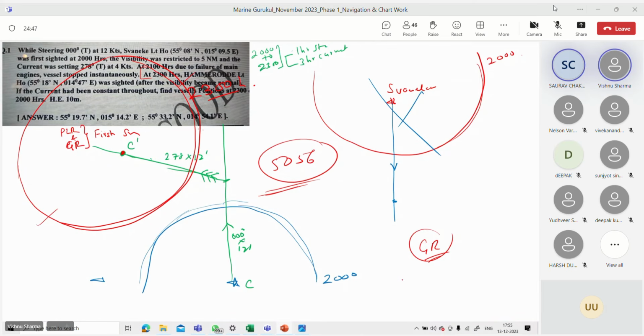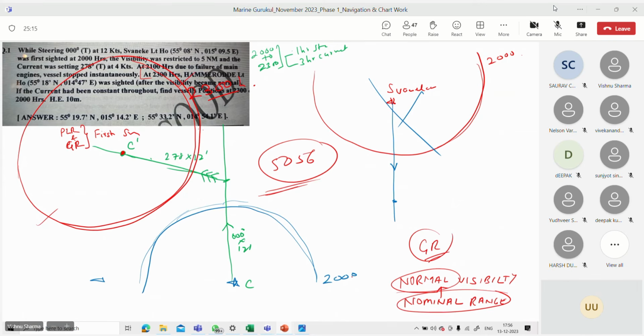This word normal visibility is not defined anywhere. One thing can be there: maybe the question had nominal visibility and it's a typo error. That is the possibility. Nominal range, right? You are getting my point, beta? Maybe nominal has been mistyped as normal. Understood?